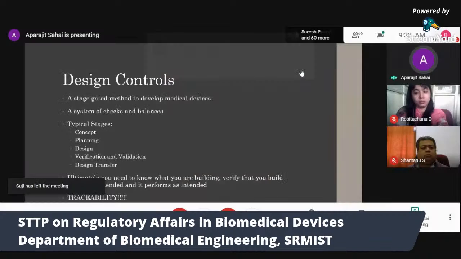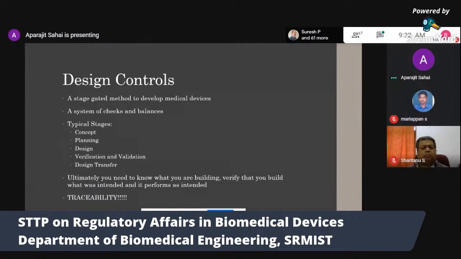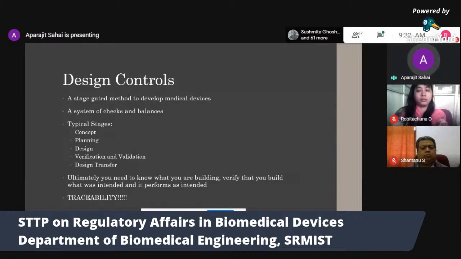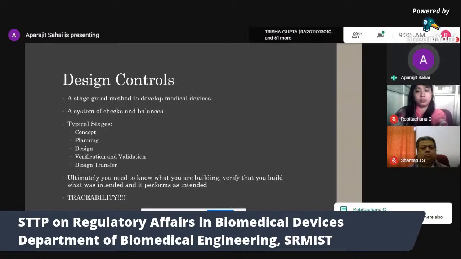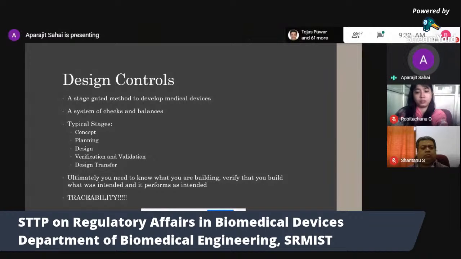Of course, 62366, I would say that it is a process standard. It can guide you as to how you can conduct usability testing and the areas that you should focus on. But ultimately and fundamentally, it's an engineering problem that needs to be solved.